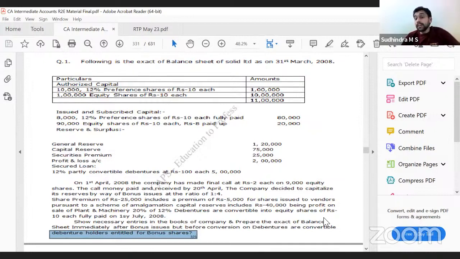But in the resolution which is passed in the general meeting for approval of bonus issue, there definitely we have to give.